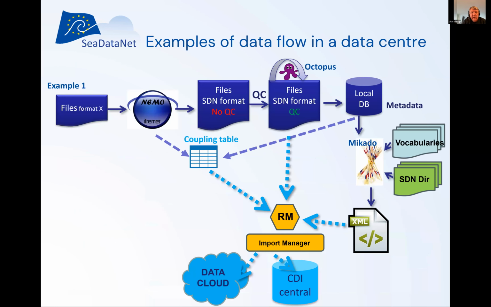And that looks a little bit like this. You have a flow. First the manual example, you have some data files. You use Nemo, which takes care that you generate the CDataNet format. Then you have a QC activity using Octopus to check that everything is okay. And then we also have a local metadatabase, and together, using the vocabularies, that generates the CDI metadata and the data files. And then we have a coupling table, which tells you the relation between the metadata and the data files. And those go to the replication manager. And from there, the import manager makes sure that the data is added to the CDI and to the data catalog, the data cloud.